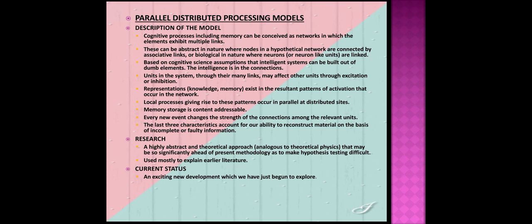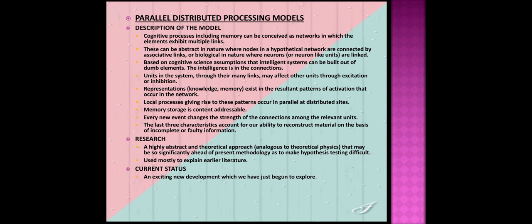Parallel distributed processing models. Description of the model. Cognitive processes, including memory, can be conceived as networks in which the elements exhibit multiple links. This can be abstract in nature, where nodes in a hypothetical network are connected by associative links, or biological in nature, where neurons or neuron-like units are linked. Based on cognitive science assumptions that intelligent systems can be built out of dumb elements. The intelligence is in the connections.